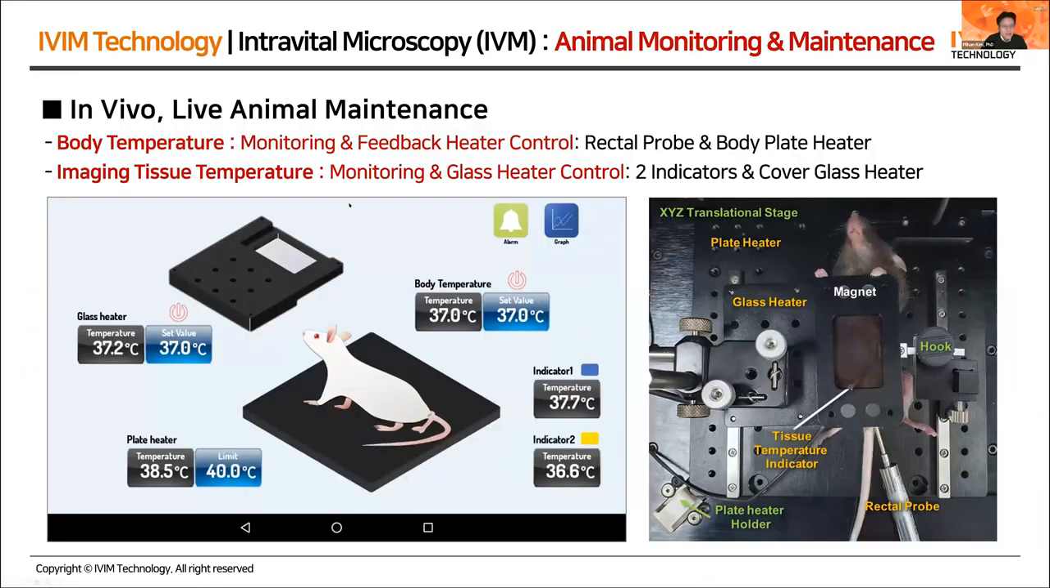Also, we provide in vivo live monitoring and maintenance functions. We can monitor the body temperature during the imaging using a rectal probe, and then provide feedback heater control functions to keep the body temperature stable during the imaging. This is quite important for long-term imaging, like several hours, even 24 hours. We also provide an additional temperature sensor to monitor the local tissue temperature, and a cover glass heating system to keep the temperature stable during all the time of the imaging.